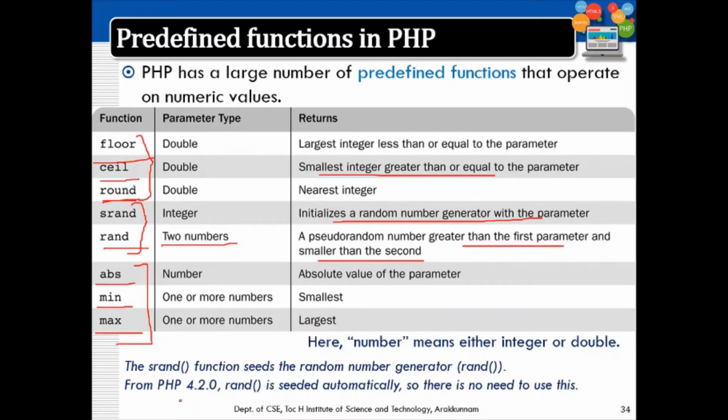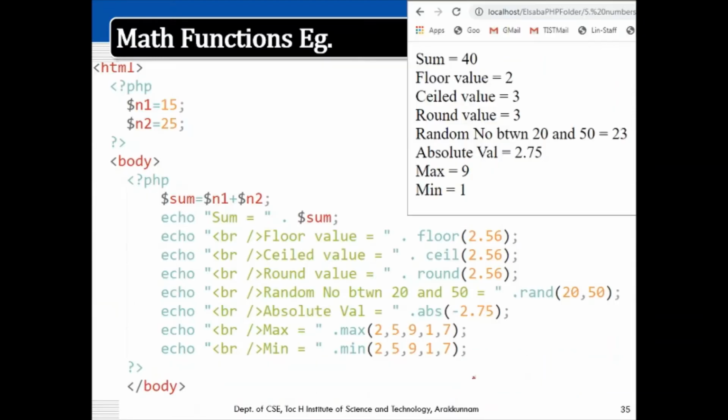I'll show an example. I have two numbers, $n1 is equal to 15 and $n2 is equal to 25. The sum is just adding the two numbers, which is 40. Then these are the math functions in PHP. Floor of 2.56 will be 2. Ceil of 2.56 will be 3, the next upper value. Round of 2.56 will be 3. If it was 2.36, it will be 2.